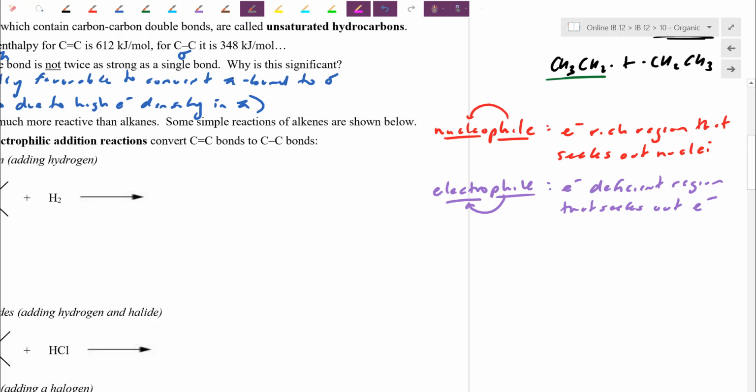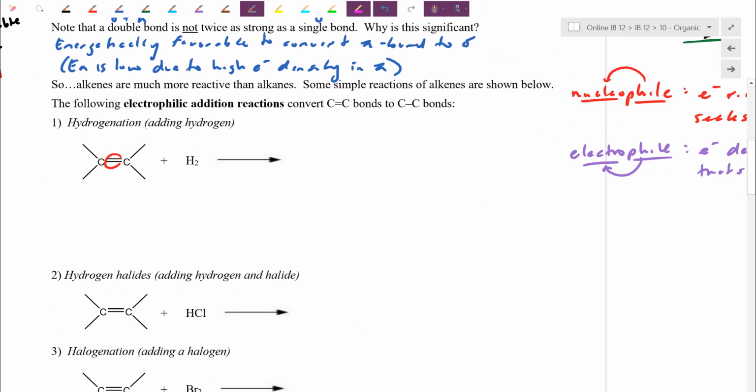Okay, so alkenes, based on these properties: the pi bond is weaker, the conversion is energetically favorable, and the activation barrier is low. Alkenes are way more reactive than alkanes.